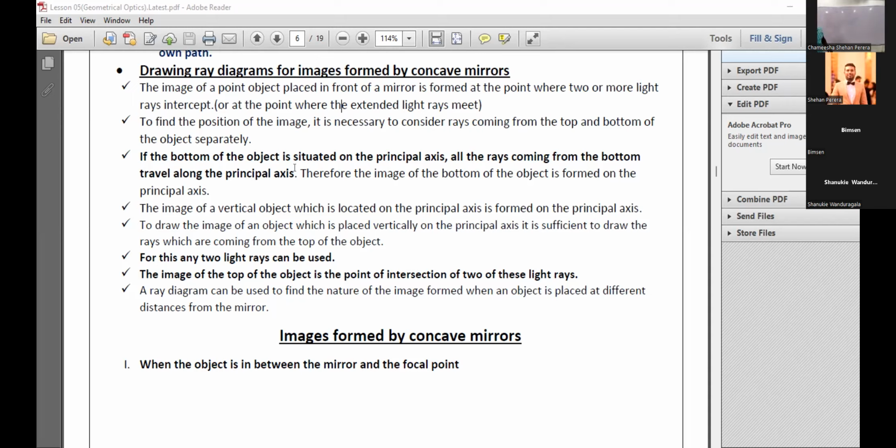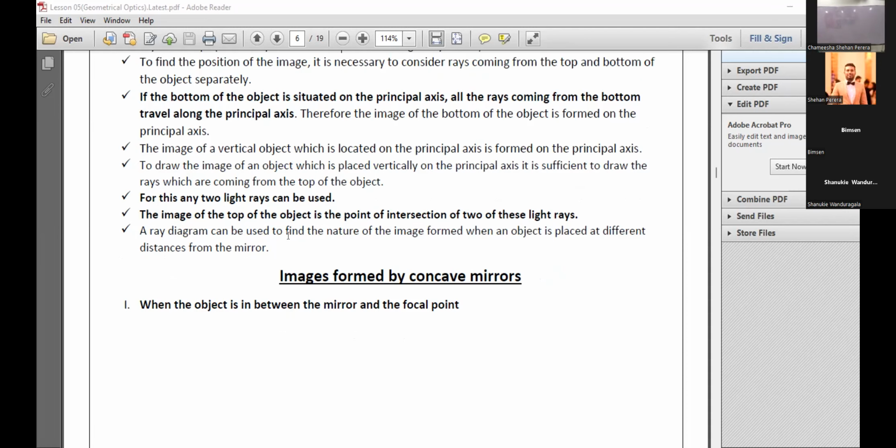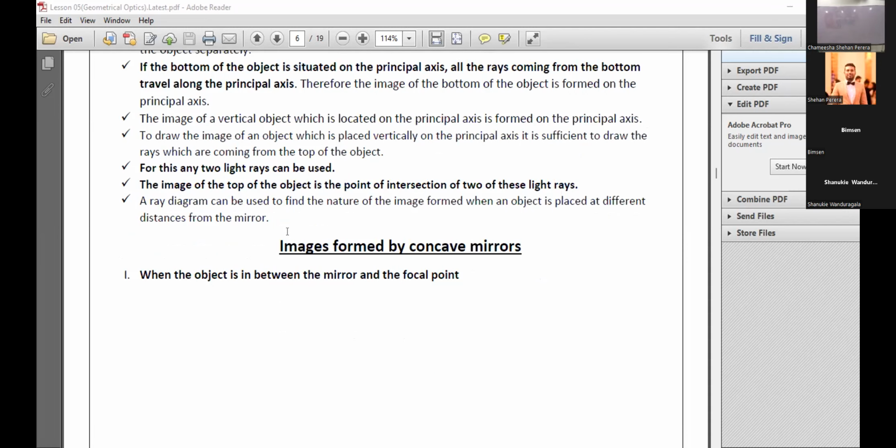Okay, right. So the light rays can be used to understand the features of the images formed, right? Drawing the ray diagram properly will help you to recognize the features of the images very clearly. Okay, so the first situation. Tell me what we are going to do. Read it. Where are we going to place the object? When the object is in between the mirror and the focal point. Right. So you're going to place the object in between the mirror and the focal point.